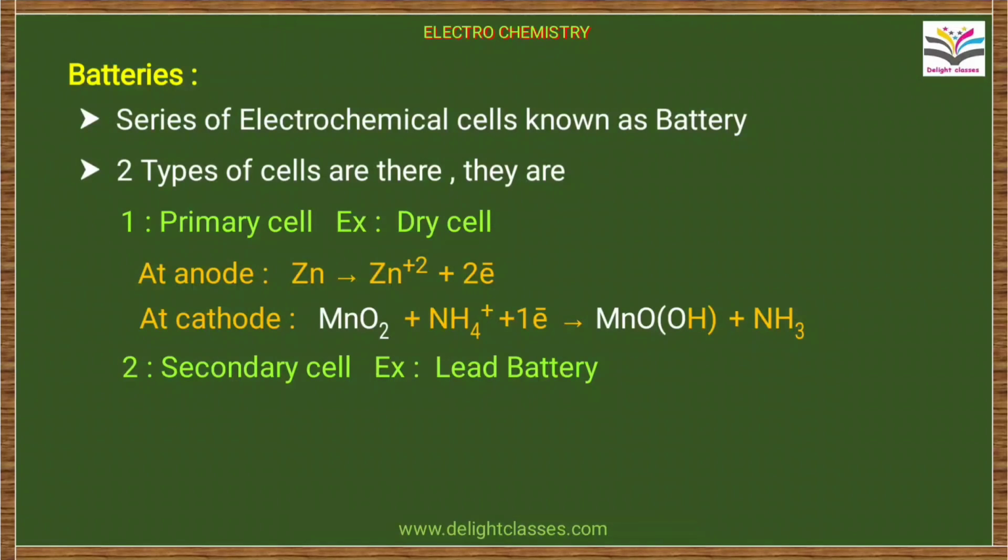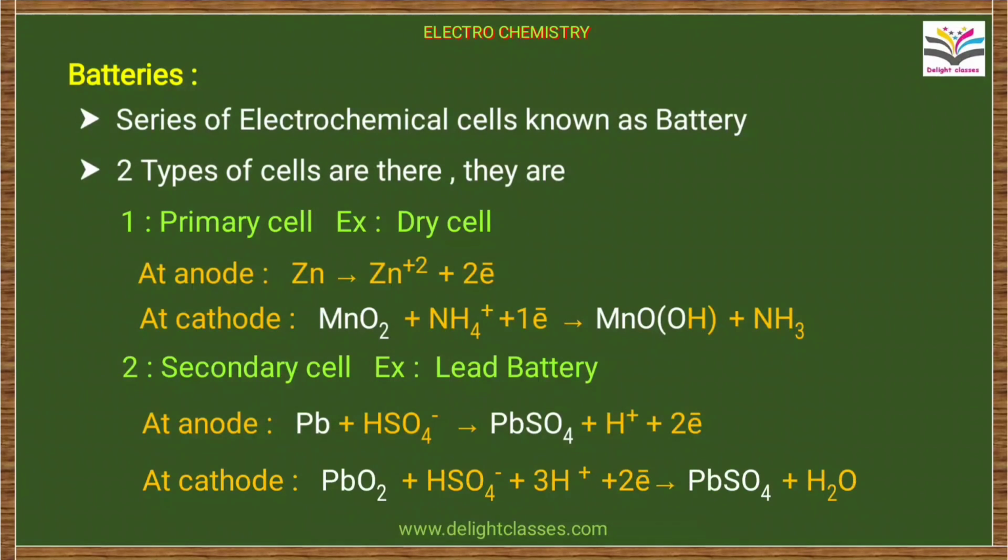Secondary cell, example lead battery. At anode, Pb plus HSO4 minus gives PbSO4 plus H+ plus 2 electrons. At cathode, PbO2 plus HSO4 minus plus 3H+ plus 2 electrons gives PbSO4 plus H2O.